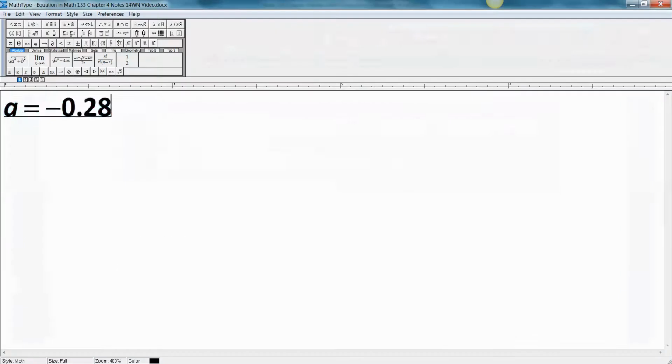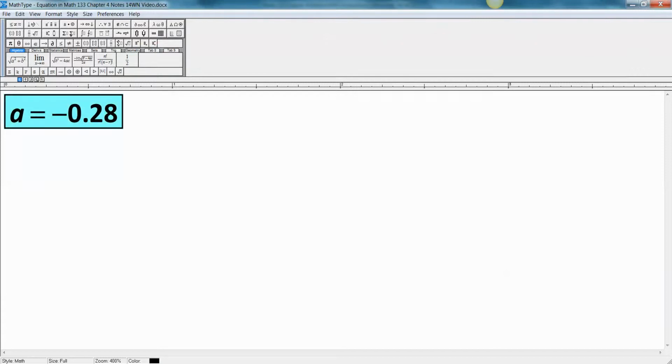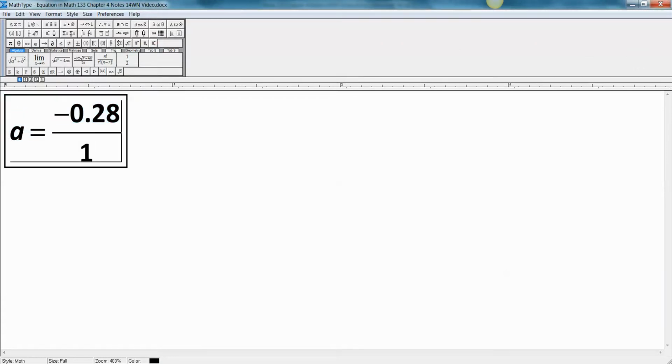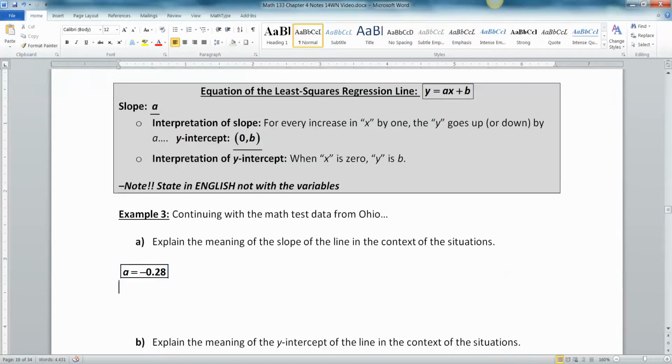Now, what does it mean? Okay, so we have to write it out. For every increase in x by 1. And the 1 is because it's a over 1. It's technically negative 0.28 over 1. Anything is over 1, right? And then it's change in y over change in x. So this is the y as x changes by 1. Right? So it's the same interpretation that you would use in an algebra class, if you will. And that's not entirely correct to use that for statistics, but that's what we're going to use.